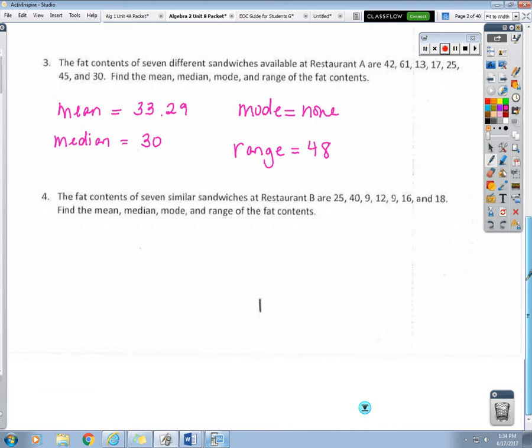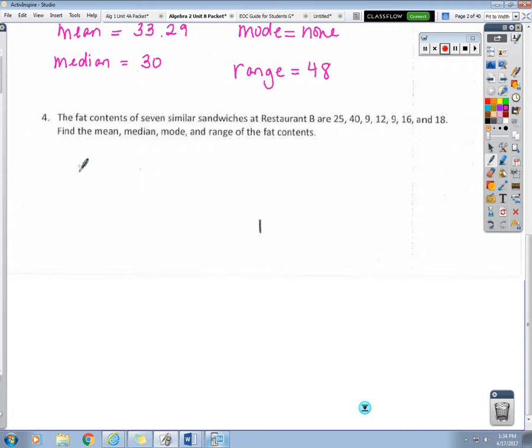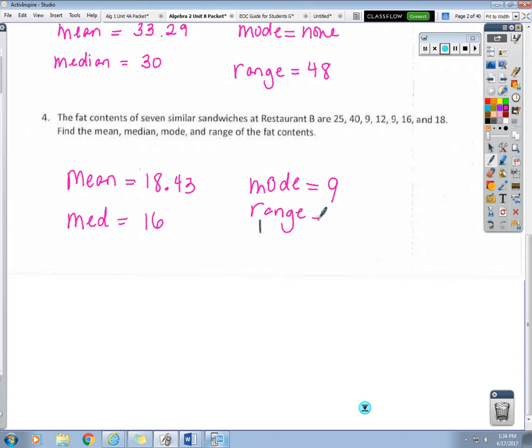Okay, number 4. What did you get for the mean? 18.43. Okay, median. Mode. Okay. And range. 31. Okay, go ahead and turn to the next page.